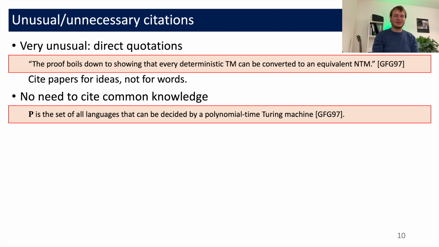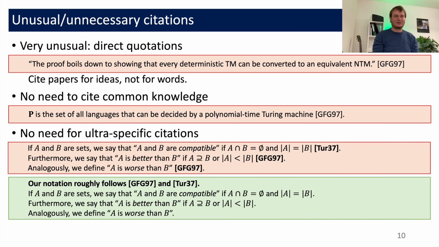There's also no need to cite ultra specifically. So if you have like a definition that consists of 3 points, you don't have to cite for every little thing where you got the idea from, but just, yeah, we don't have to do it that detailed. You can just say, okay, this notation follows these 2 papers, and then just write the thing that you want to write. Again, just don't spam these.